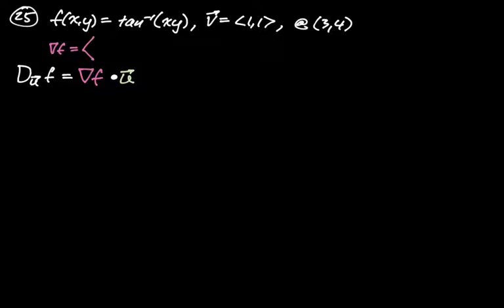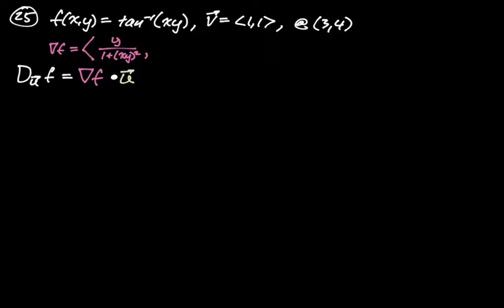Partial x: the derivative of arctan u is 1 over 1 plus u squared times the derivative of u. If we're taking the derivative with respect to x, it's going to be 1 over 1 plus (xy) squared times the derivative of xy with respect to x, which is y. So we'll have y over 1 plus the quantity xy squared. Kind of by symmetry, you know that partial y is just going to be x over 1 plus the quantity xy squared.